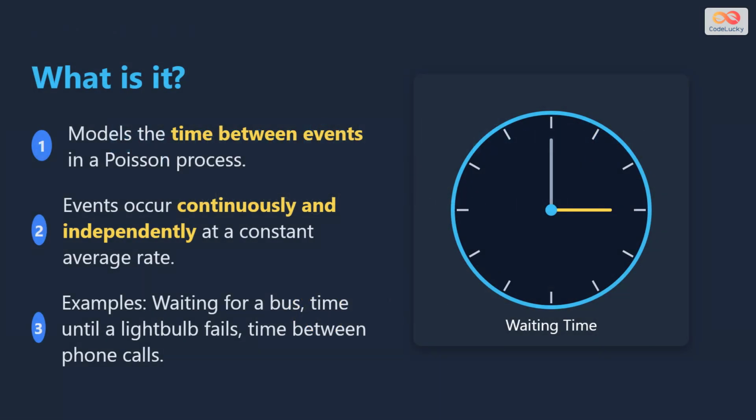So, what exactly is the exponential distribution? It is a continuous probability distribution that describes the time between independent events that occur at a constant average rate. Think about waiting for a bus that doesn't follow a schedule or waiting for your phone to ring. If these events happen randomly, but with a steady average frequency, the time you wait follows this distribution.